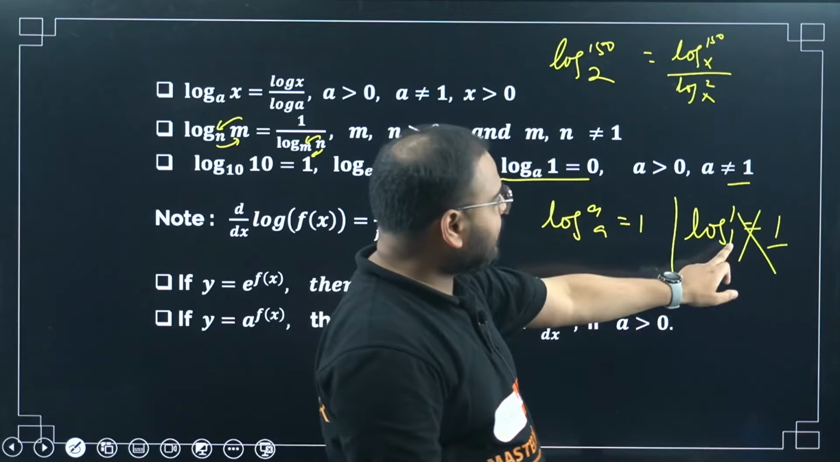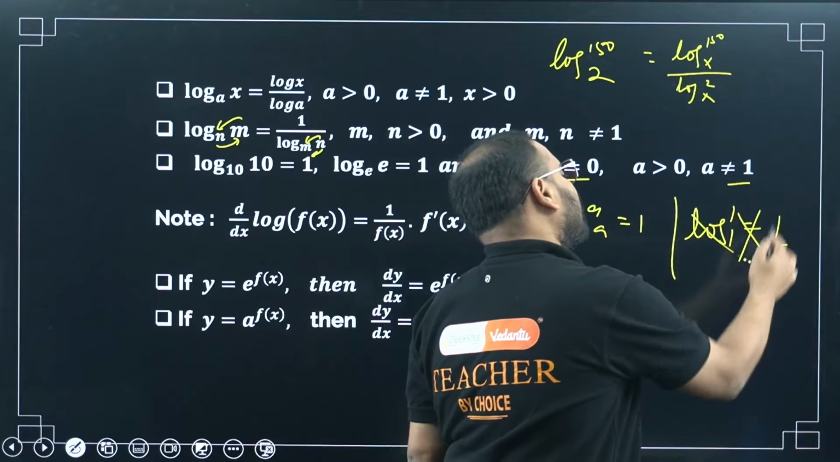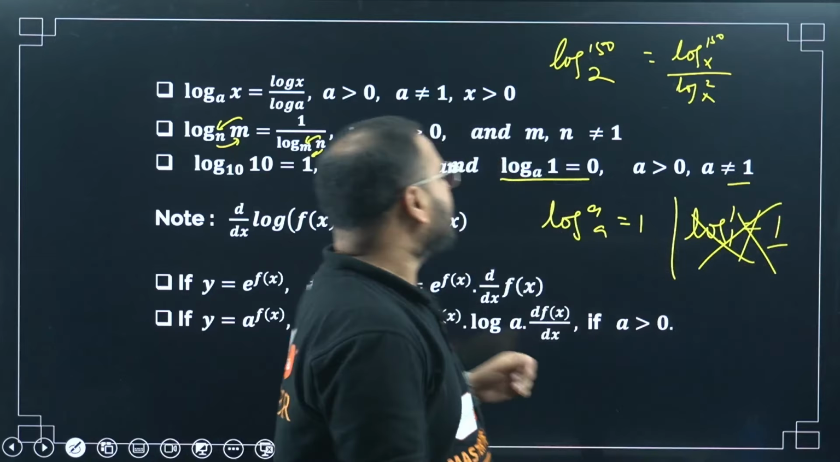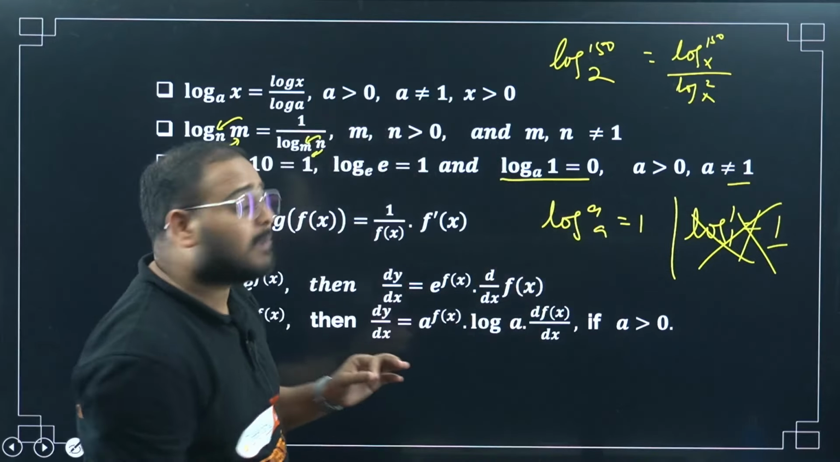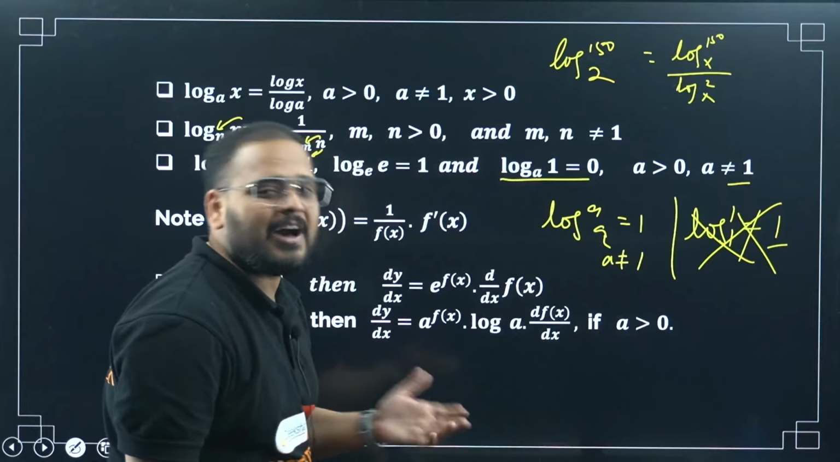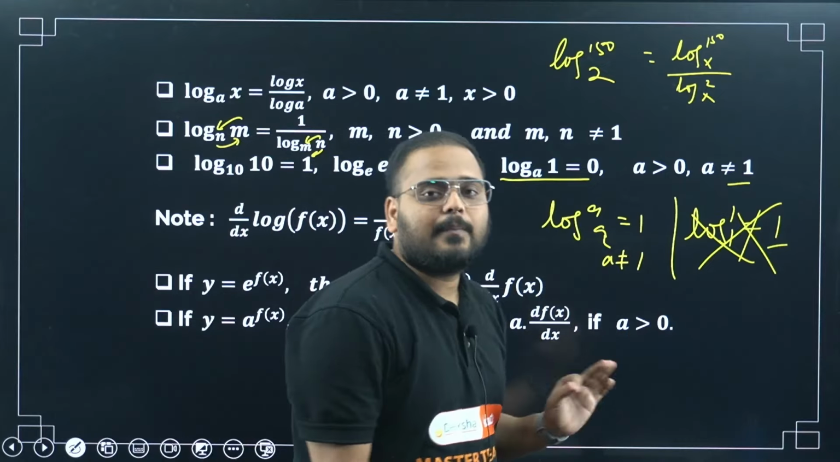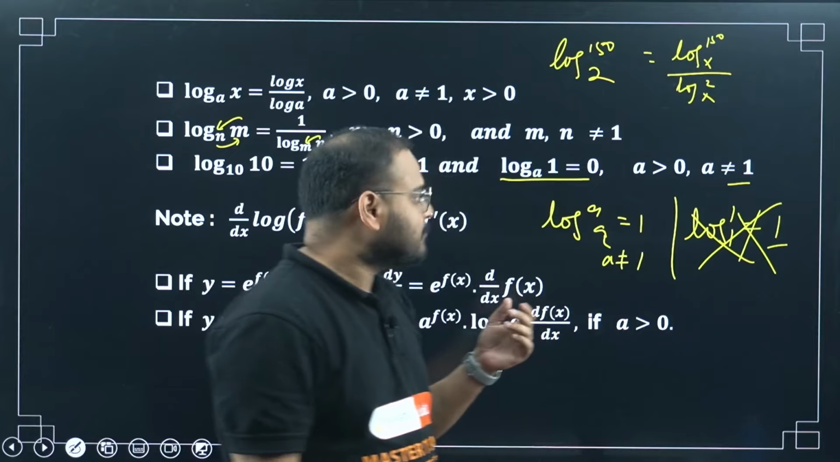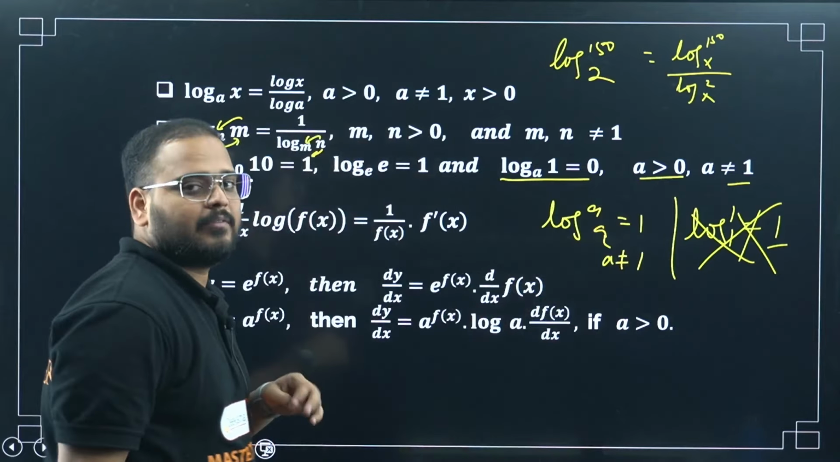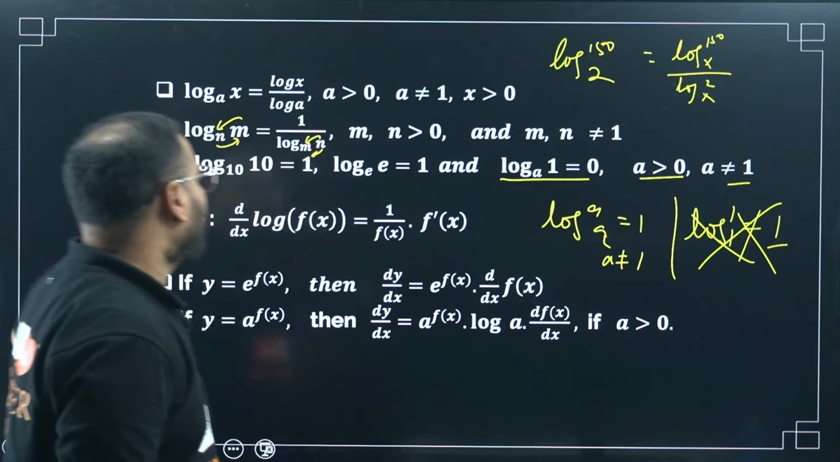Incorrect. When the base is 1, the logarithmic function does not exist. Don't give this reason, this is incorrect. Log of a to the base a is 1 provided a is not equal to 1. For any value other than 1, it will be equal. Again, positive also. It cannot be negative. The base cannot be negative as well.